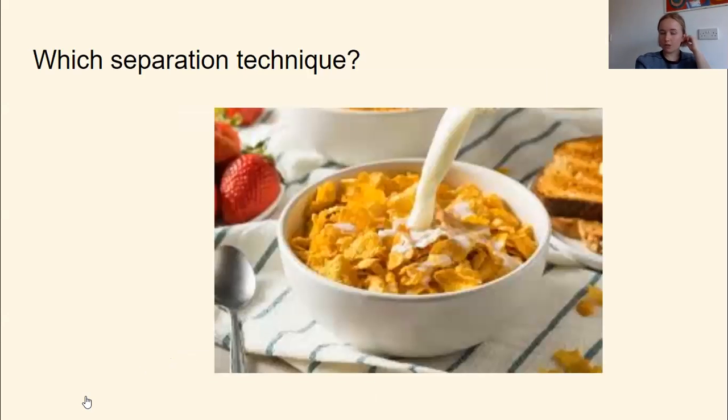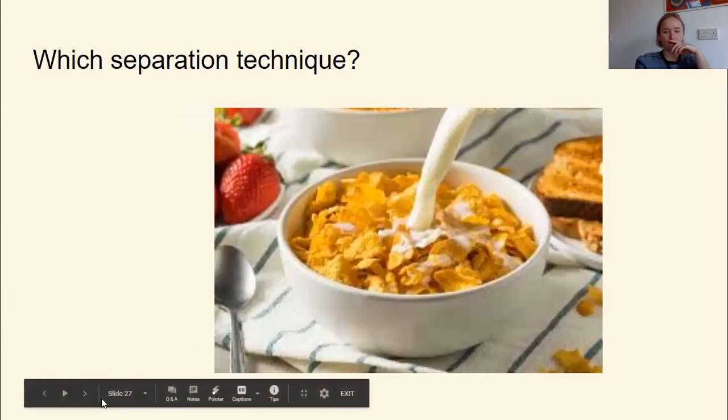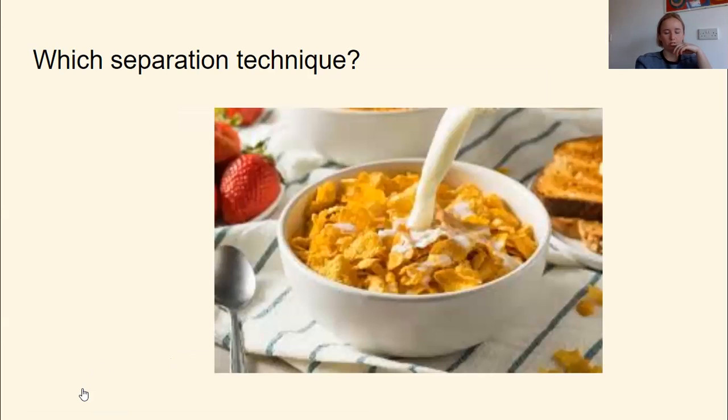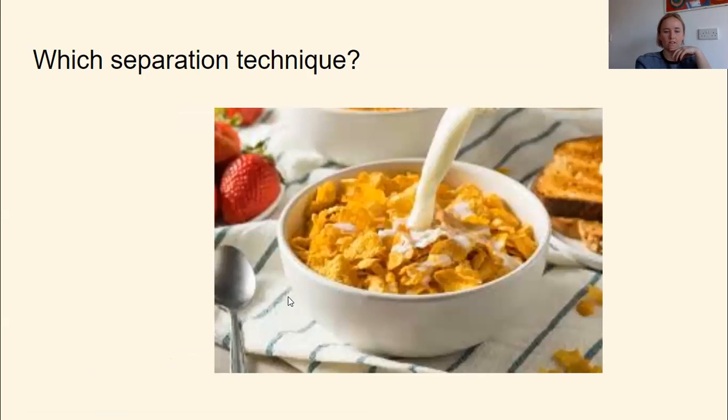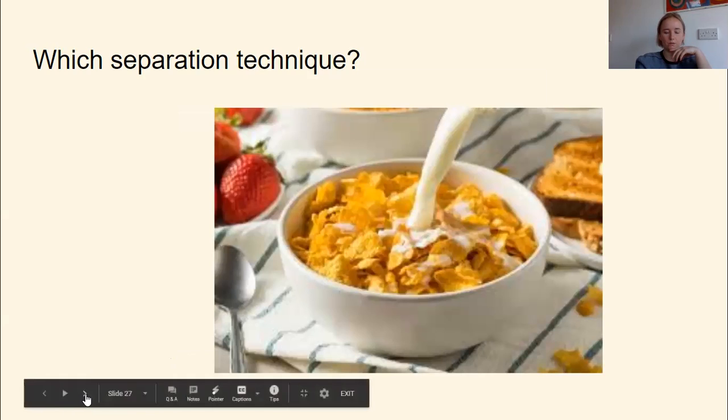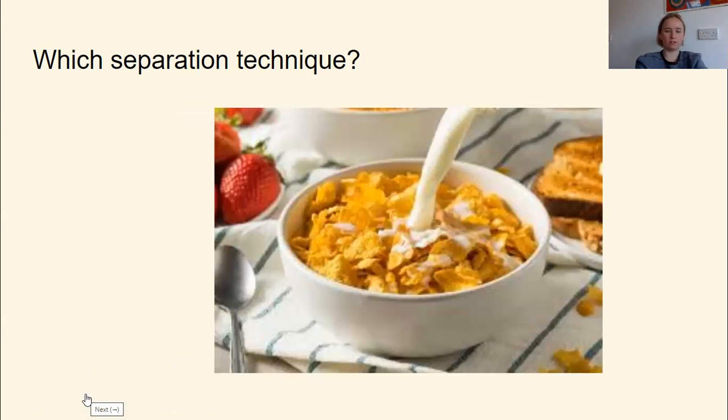Okay, so I wanted to have a think about these. We did these all together in the meeting. What separation technique could be used to separate cornflakes from the milk? Pause the video, have a think, you can maybe write it down. Okay, so in this case, it would be filtration because the cornflakes do not completely dissolve in the milk, they stay relatively whole. If you were to filter it, the solid cornflakes would be separated and the milk would pass through, that would be the filtrate, and the cornflakes would be the residue.